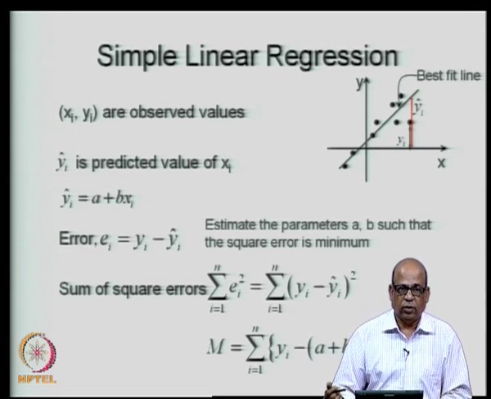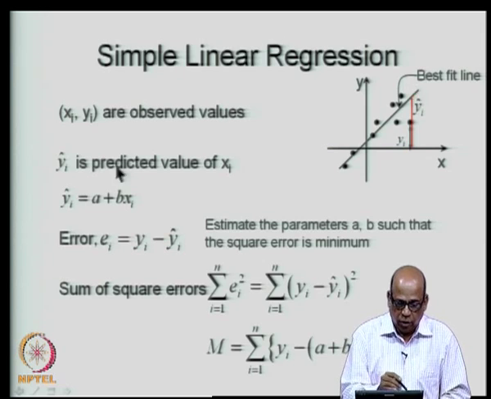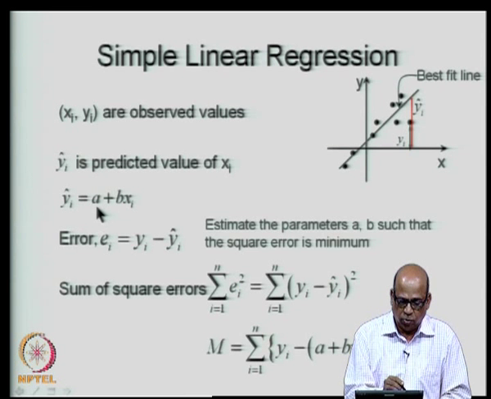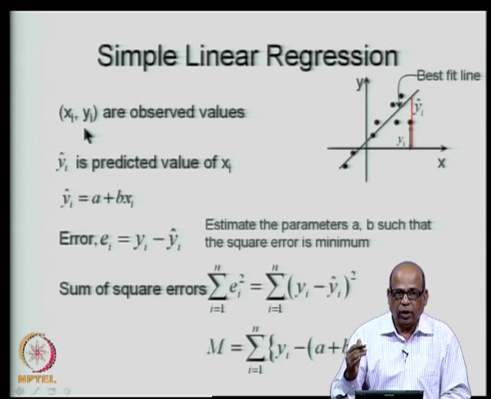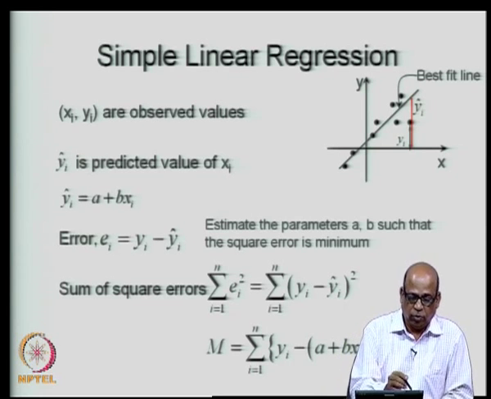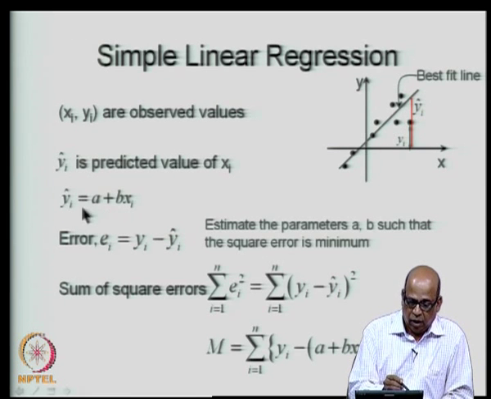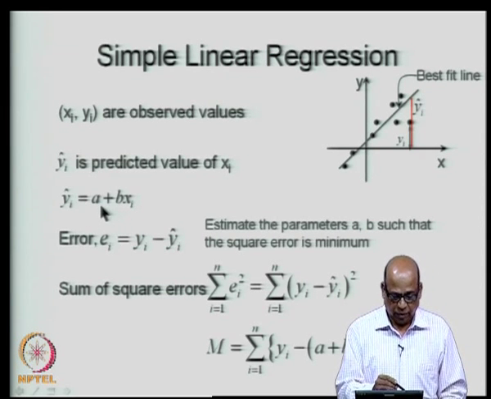How did we do the linear regression? Let us recapitulate. You had the observed data on x and y, and we wanted to fit an equation of this type, yi is equal to a plus b xi, and we put a cap on yi to show that it is a predicted value. There are observed data xi and yi, let us say rainfall and runoff. From the observed data you want to fit a best fit line like this and get a and b. So, your objective there was to obtain the parameters a and b.